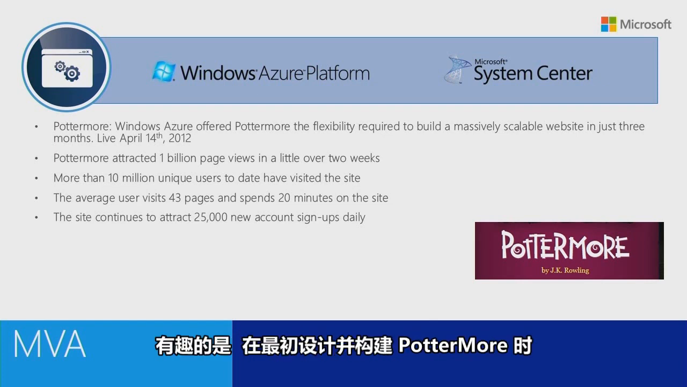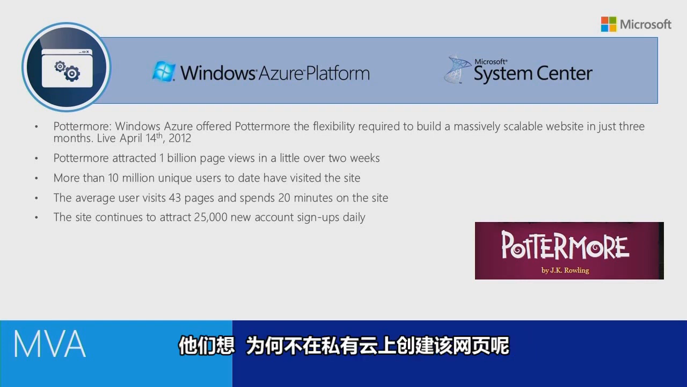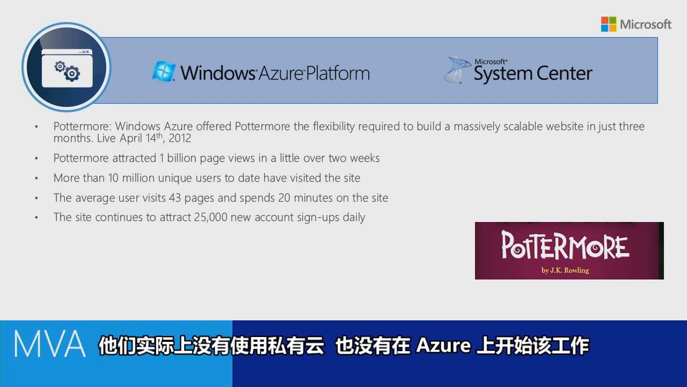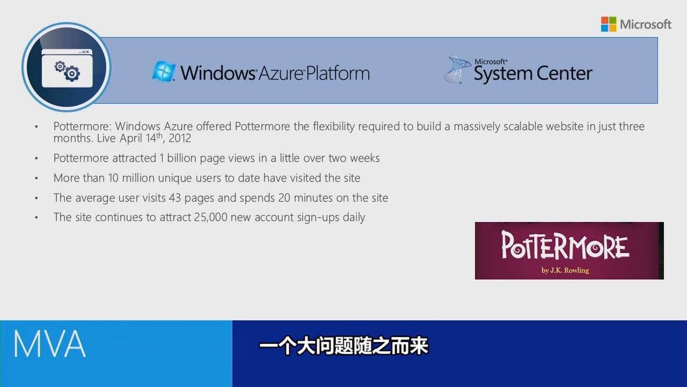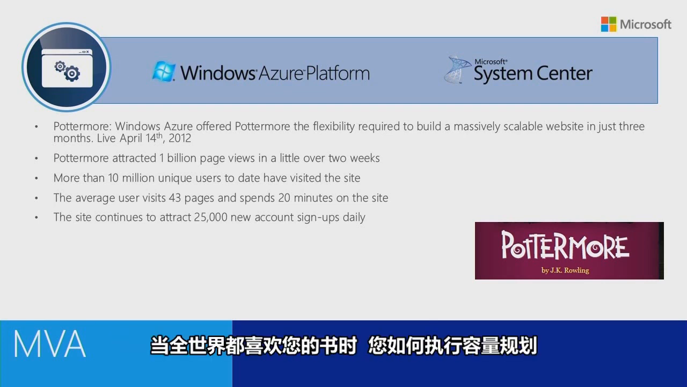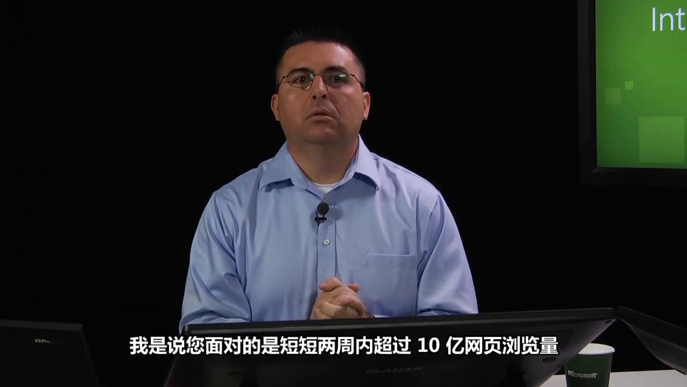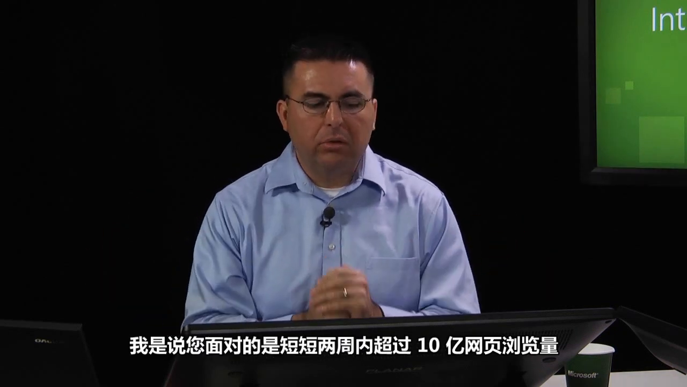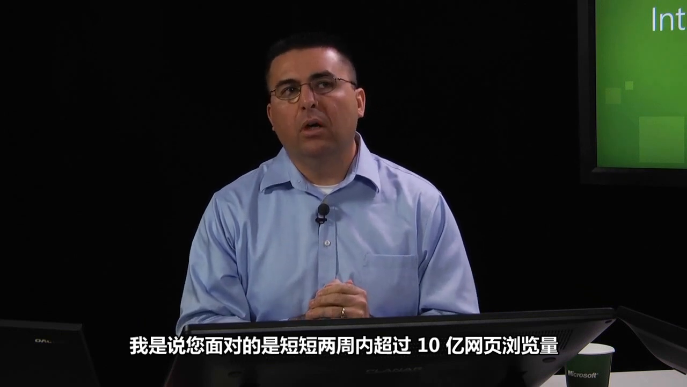What's interesting about this is when they initially designed Pottermore and they initially went to go build this, they thought, well, we'll just do this on a private cloud. They actually started on private. They didn't start on Azure. Well, here's a big problem. How do you do capacity planning when the world loves your books? I mean, literally, you're talking 1 billion page views in a little over 2 weeks. I don't honestly know how you do capacity planning here.